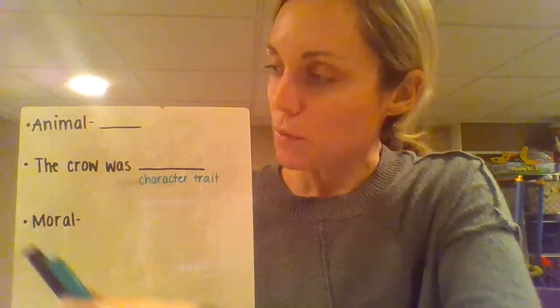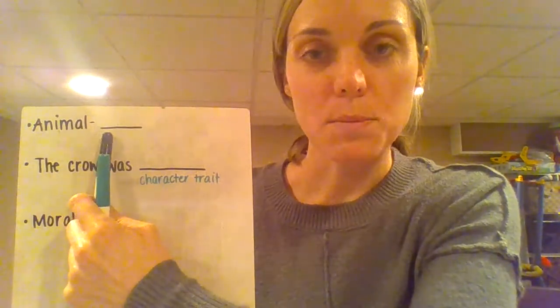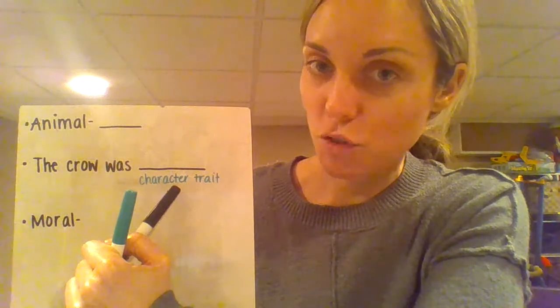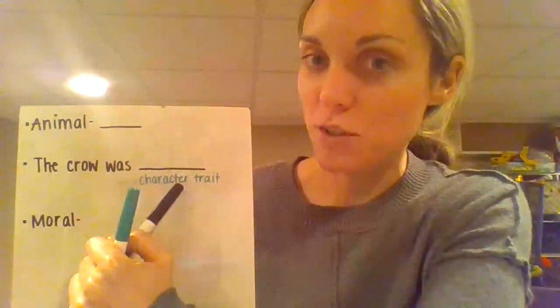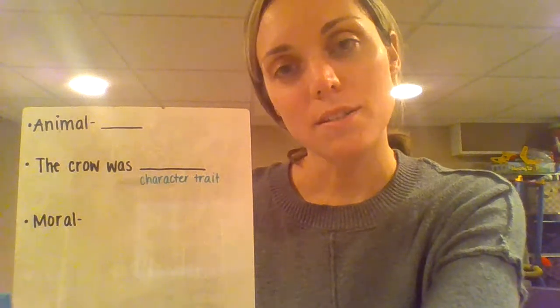So what you're going to do after you finish reading The Crow and the Pitcher, you're going to fill this in. Who was the main character? Which animal? One character trait to describe this animal based on his or her actions. And in your own words, what you think the moral of the story is.